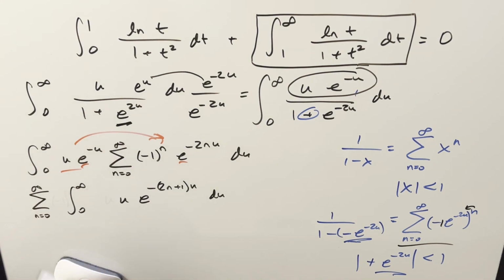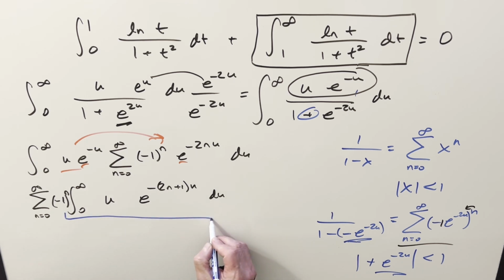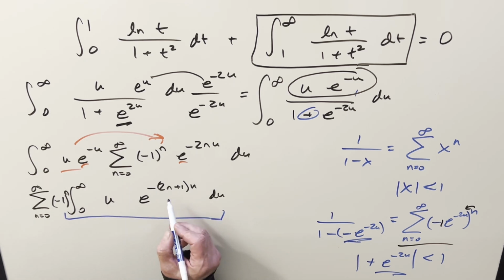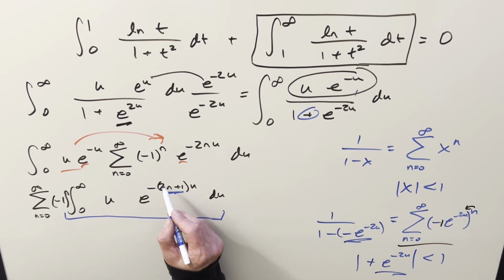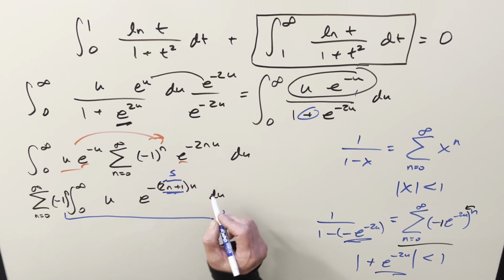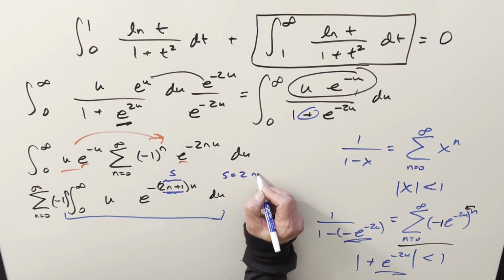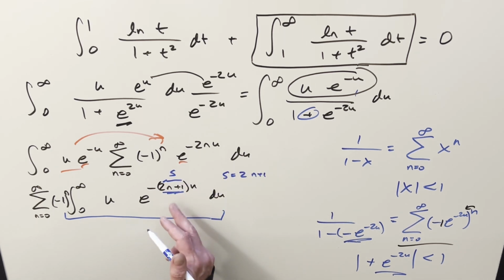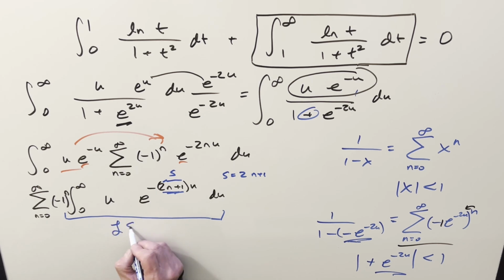But now with doing all that, what we have here is exactly, or almost exactly, a Laplace transform. This here is a constant. So for now, let's just call this s, where s is going to be 2n plus 1. But doing it that way, what we have here is just going to be the Laplace transform of u.